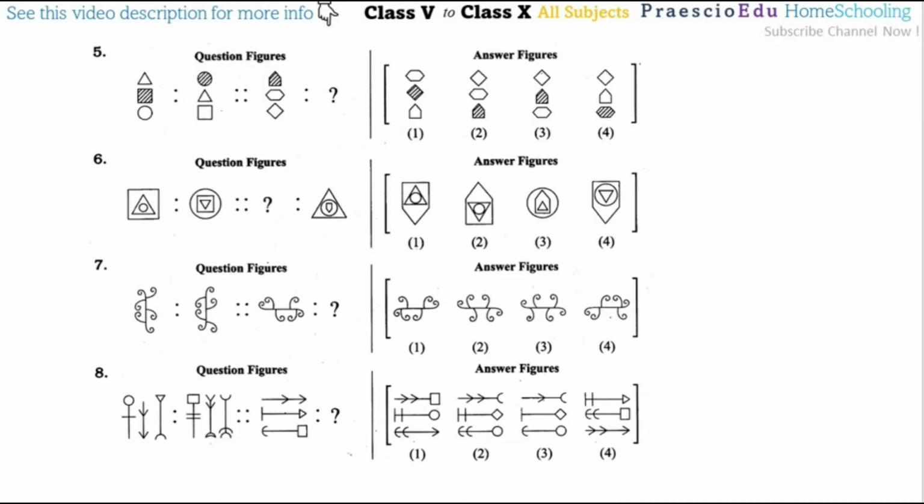Now question number 5. If we compare the first term and the second term, the bottom image always comes at the top, like here, and the shaded portion is moving up and then from the bottom side.